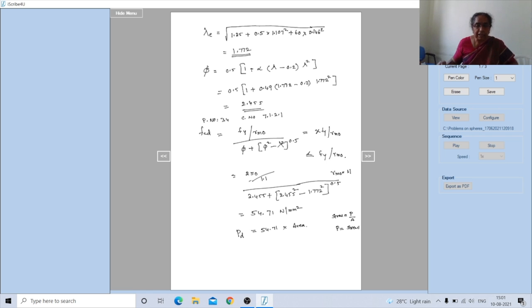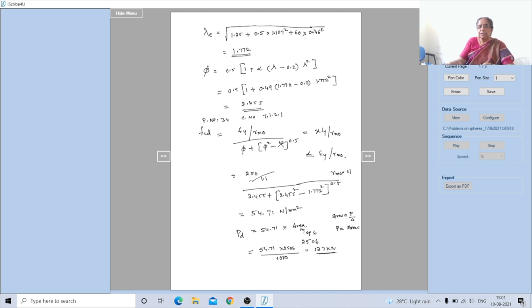So where do we get the area? Again from SP6, you get the area of the given single angle. Referring to SP6, it is 2506. So I'll substitute 54.71 into 2506, and I'll divide by 1000 so that I'll get the answer in kilonewtons rather than newtons. That is 137 kilonewton. So this is the method of doing a single angle connected with a single bolt.